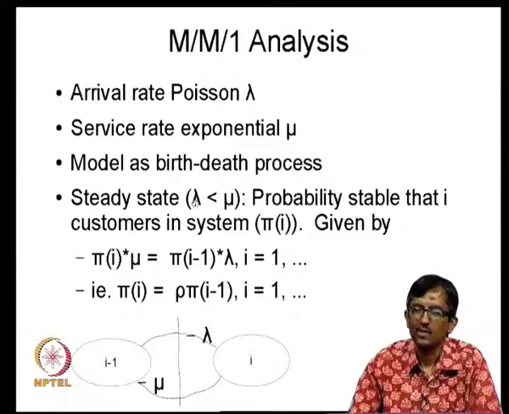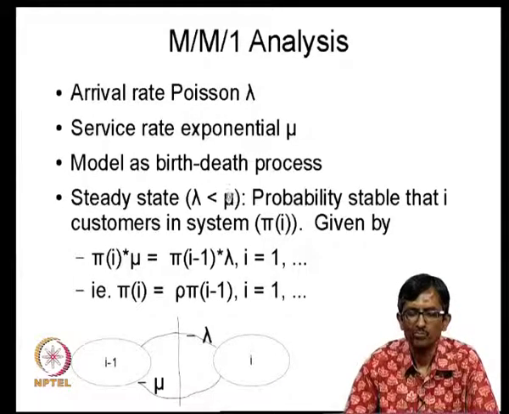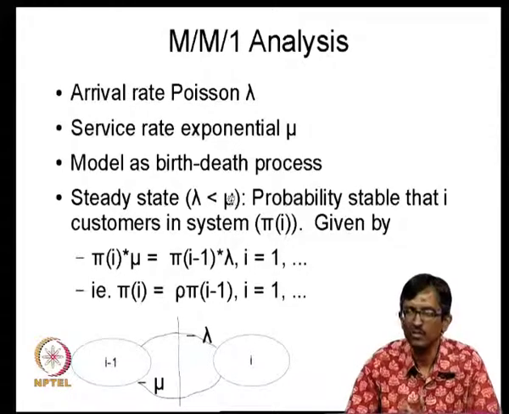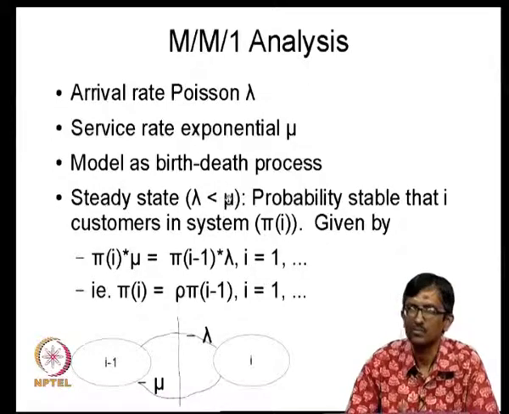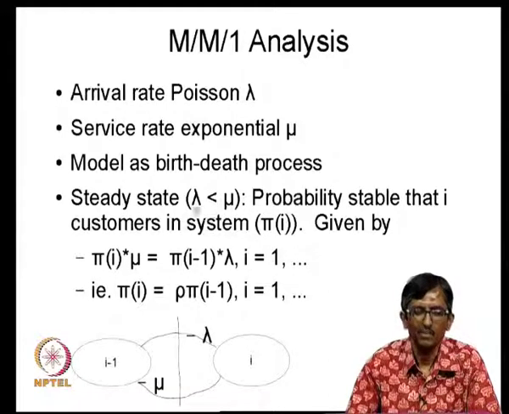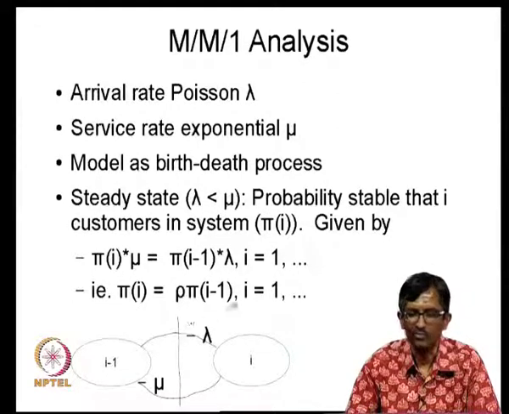Whereas if the arrival rate is smaller than the service rate, then there will be some queues because of stochasticity. There will be some queues building up now and then, but they will get flushed out. So if lambda is less than mu, then you can get a steady state, and basically you can compute the steady state as follows.